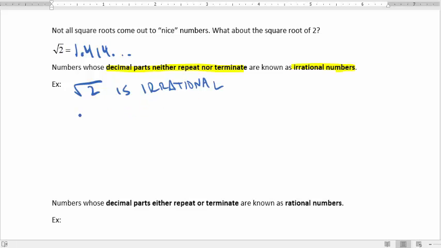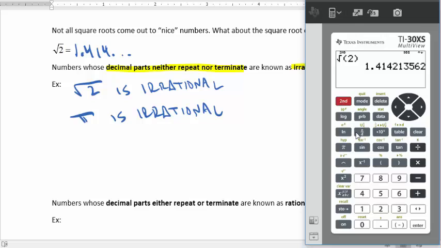Another famous irrational number, of course, would be pi, right? Pi is an irrational number. The only way to write pi in its exact form is to write it with that symbol. If I put pi on the calculator, where's pi? Oh, here it is. It's just a button. Pi is 3.141592654. There's no repeating pattern and it never ends. So pi is approximately 3.14, but it's not equal to 3.14, right? It never repeats and it doesn't end. So pi is another irrational number.